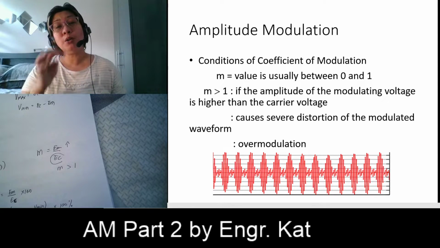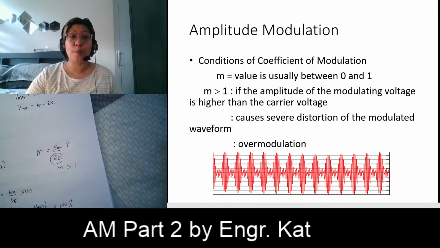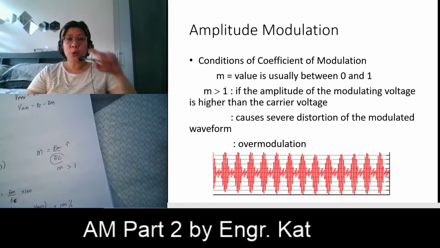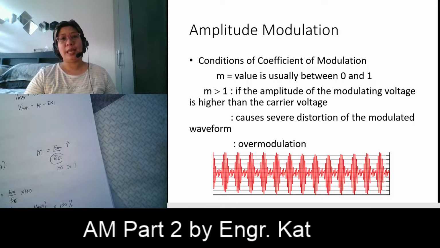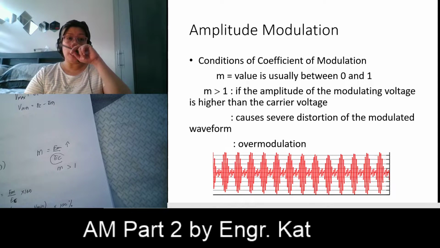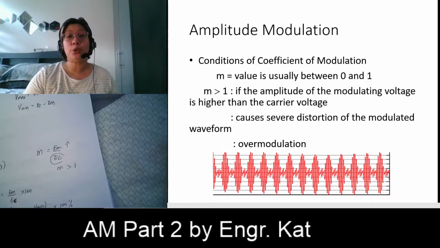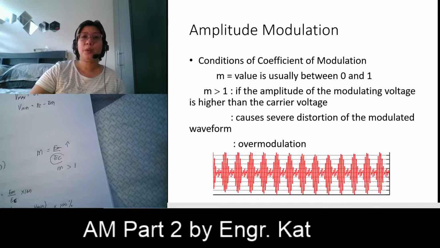So when your modulating signal has a higher amplitude compared with the carrier signal, this will cause a severe distortion of the modulated waveform. So what we call here is a case of over modulation. And of course, this is distortion. This is considered as noise. So we do not want this. Okay? And this occurs if the amplitude of your modulating voltage is higher than the carrier voltage.